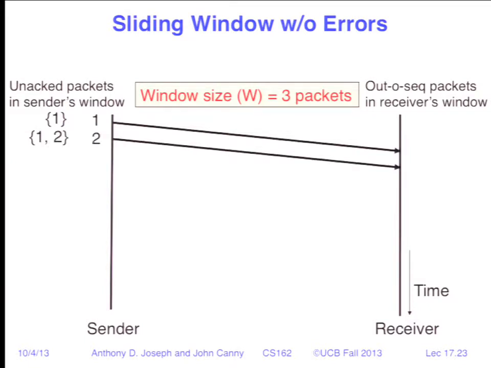Then we send a second packet, because remember, as long as it's within our window, we can send a packet. Right? So that means we can send packet 2. And in fact, our window is 3, so we can also send packet 3. Right? So now, as these get received, what happens?